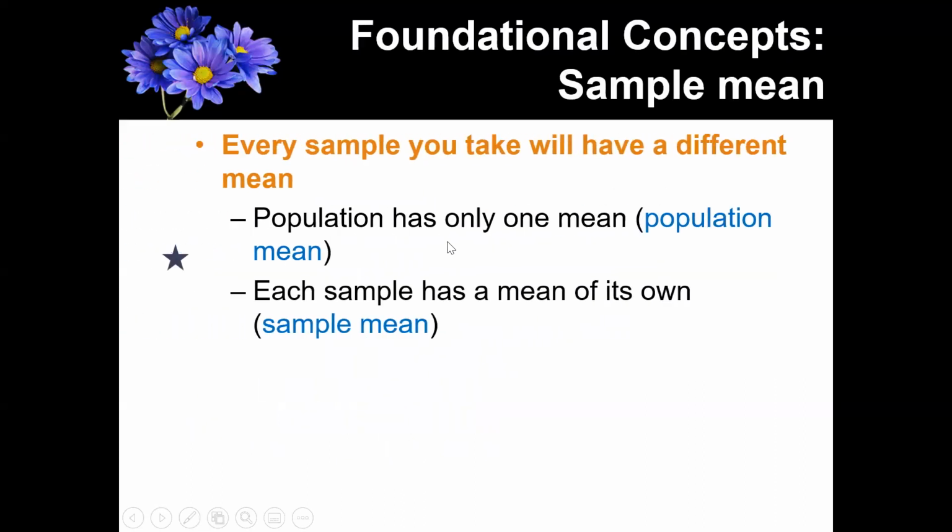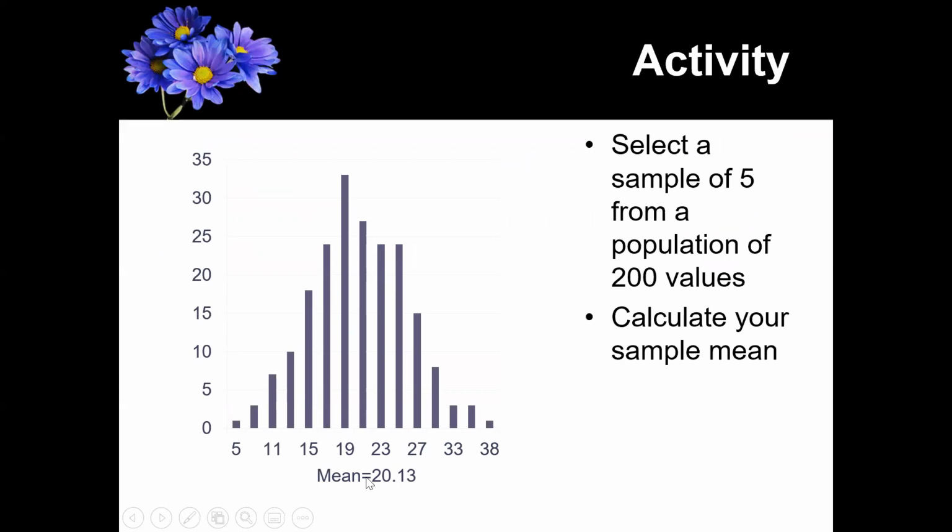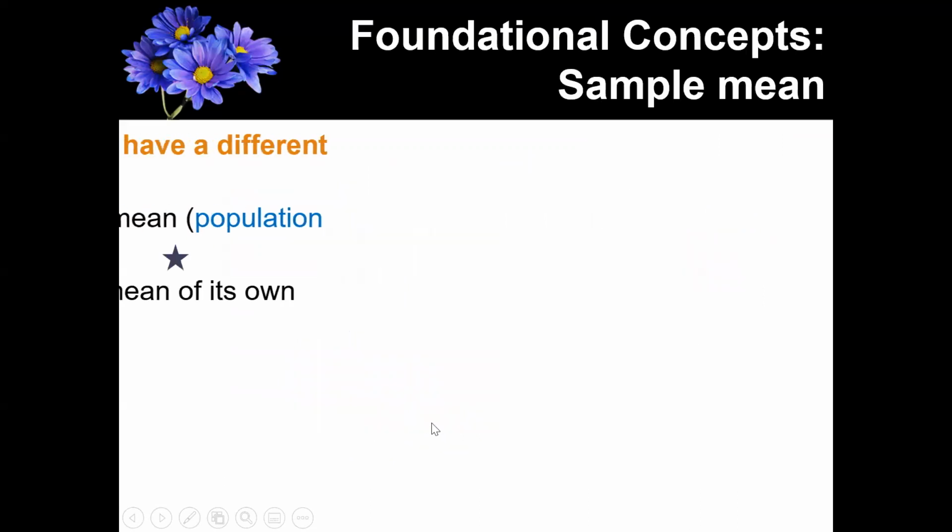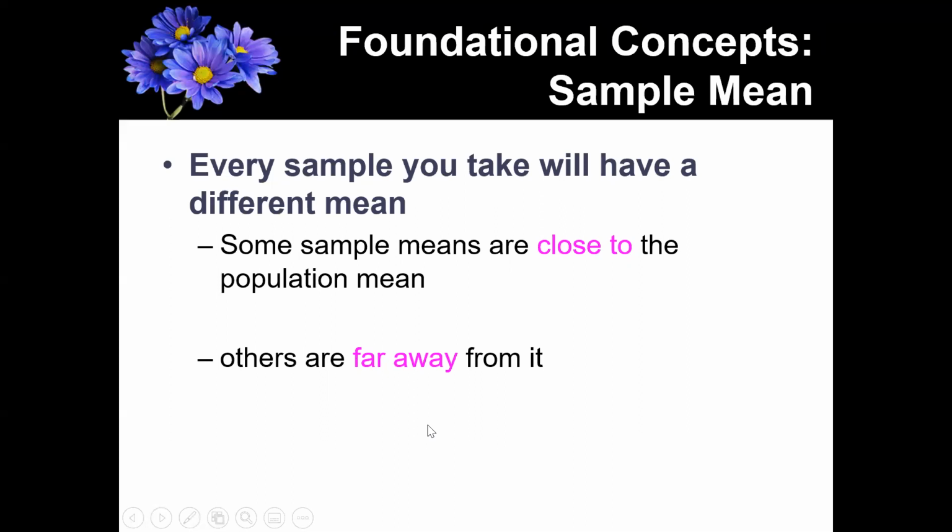Well, that's the premise again behind why samples can differ and not reflect the population, and also why we see differences even when our manipulation did nothing. So the population only has one mean, like we saw here. It was 20.13. However, each sample you take from that population is going to have a mean of its own, and they're going to be different. So in a perfect world, if we drew 5 people from here, we would get the same mean as the population. But in reality, that's not what happens. Because it's randomly selected, sometimes we'll get very close to the actual population mean, sometimes a little bit further, and sometimes quite a bit further. Every sample you take will have a different mean. And again, some sample means are close to the population, whereas others are going to be far away from it.